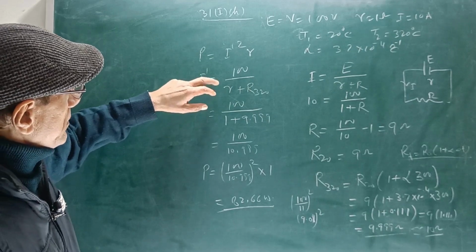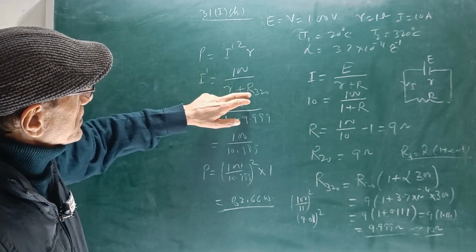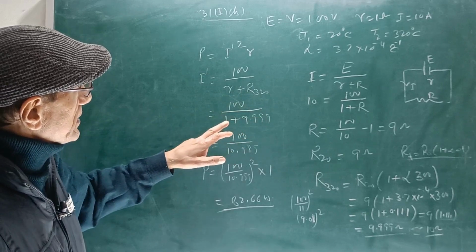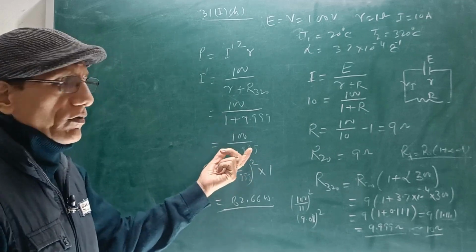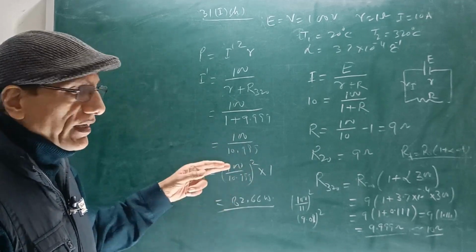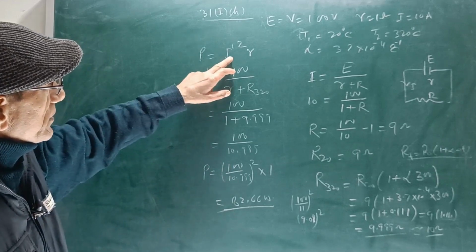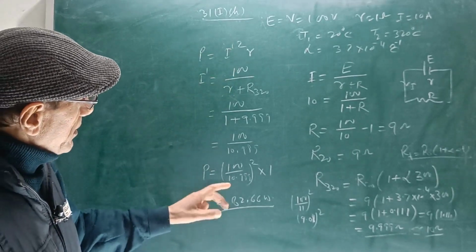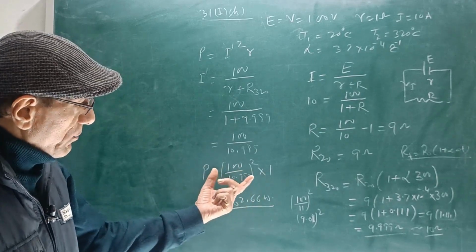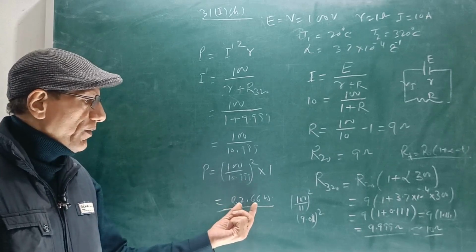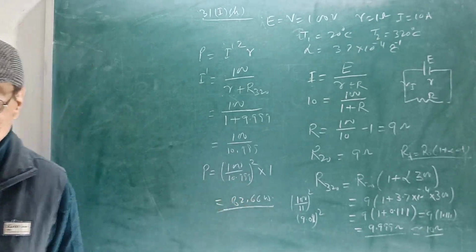So that is 100 upon R plus r at 320, that is 1 plus 9.99, so it will be 10.99, that is almost 11. So that current will decrease. So when current will decrease, so power consumption will be 100 upon 10.99 whole square into 1. After calculating this, we will get 82.66 watt.